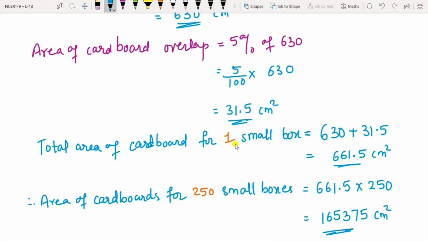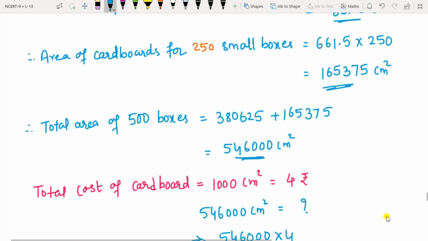Therefore total area of cardboard for one small box is 630 plus 31.5, that gives you 661.5 centimeter square. That was the total area for one small box. You need such 250 small boxes, so multiply it with 661.5, you get 165375 centimeter square. Now you have to add the total area of 250 small boxes and 250 big boxes, so the total area of 500 boxes is 546000 centimeter square.